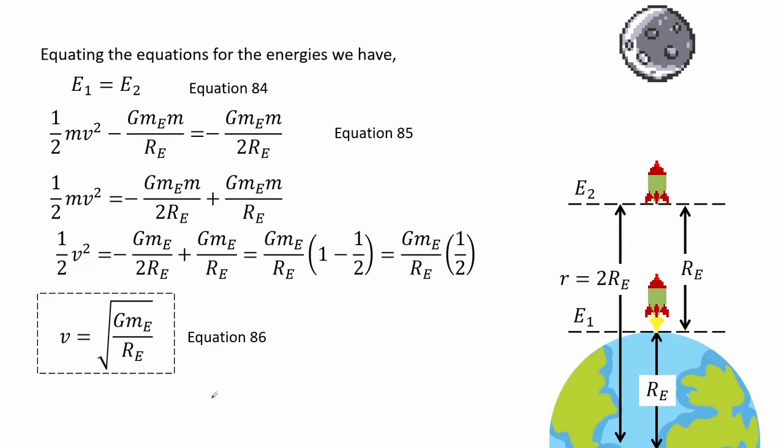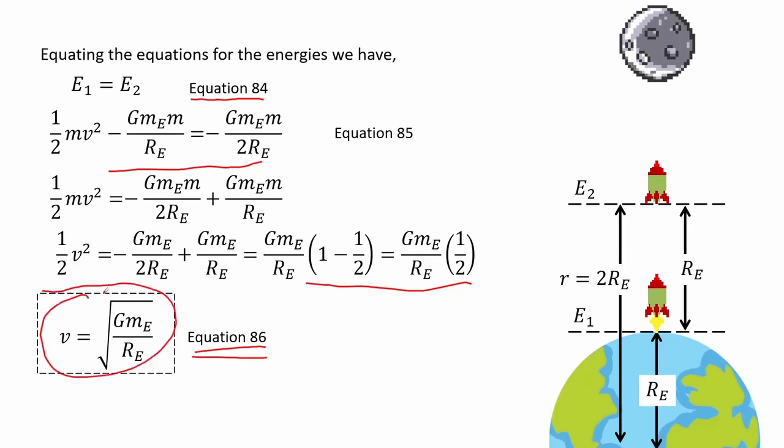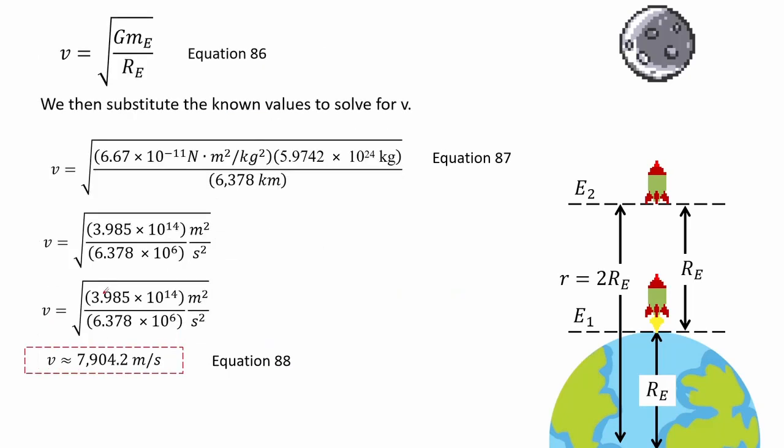Equating the equations for the energies, we have equation 84. Substituting the equations we obtained earlier, we have equation 85. Further manipulating the equation, we arrive at a simplified version shown in equation 86, which will allow us to solve for the minimum velocity needed to launch the rocket. We then substitute the known values as shown in equation 87. We then arrive at a solution shown in equation 88 for the minimum speed the rocket should be launched, and it is about 7,000 meters per second.